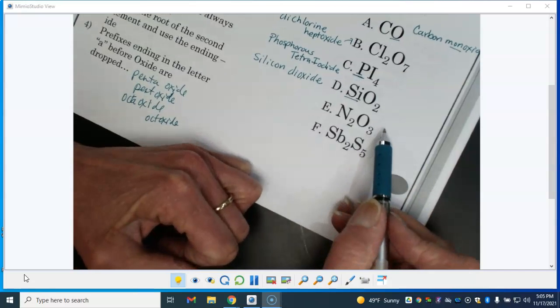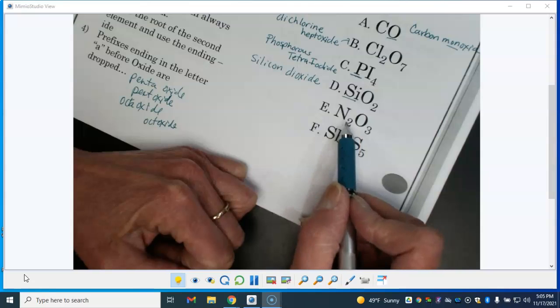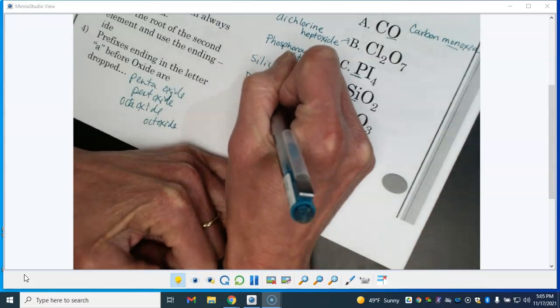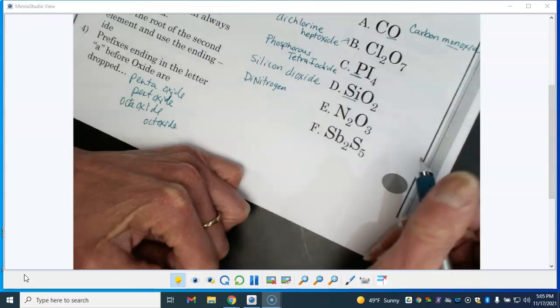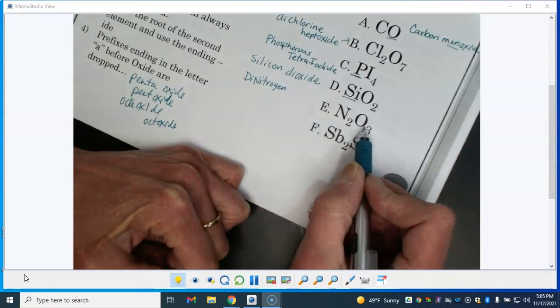Okay, our next one right here, we have a prefix on our first element, so I'm going to add the prefix to the name of the element. So that's dinitrogen. And then my second one, trioxide.